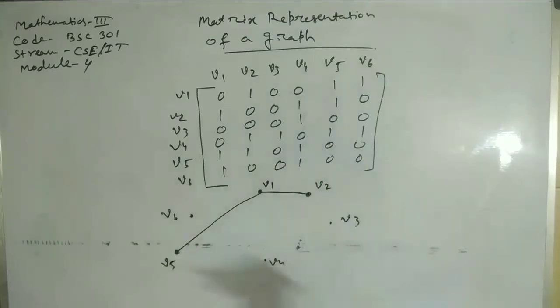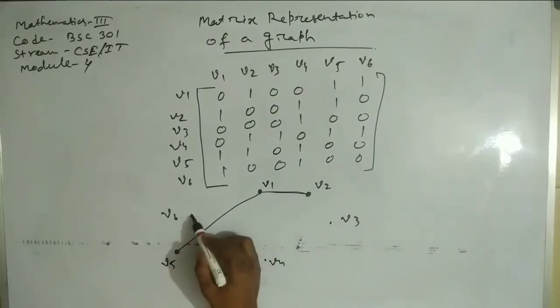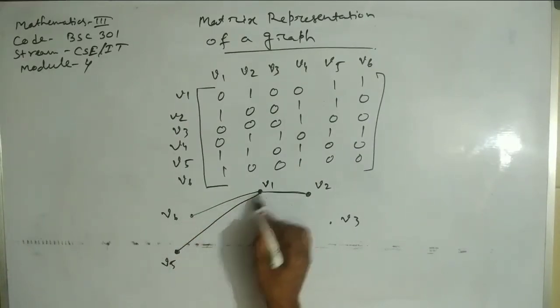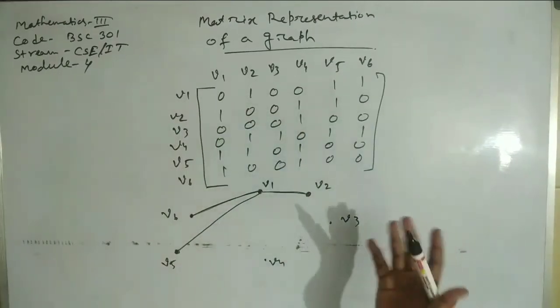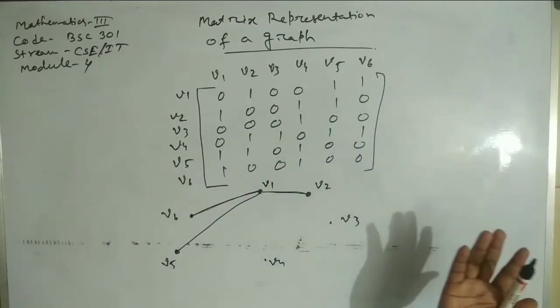In V6 there is also 1. So V1 will be adjacent to V6. So for the first row, I have drawn all the edges. Now come to the second row.